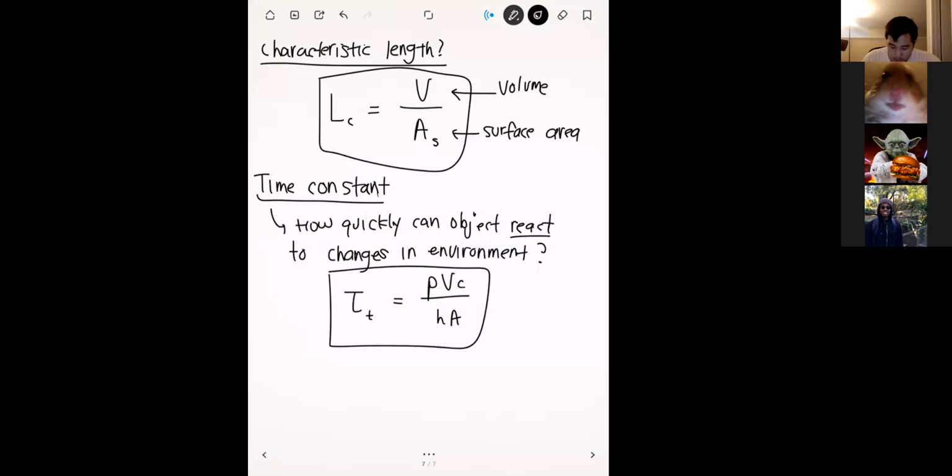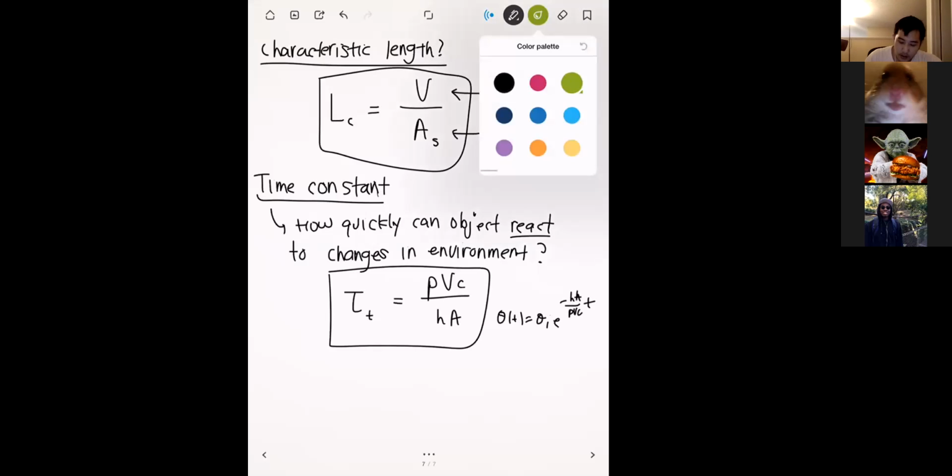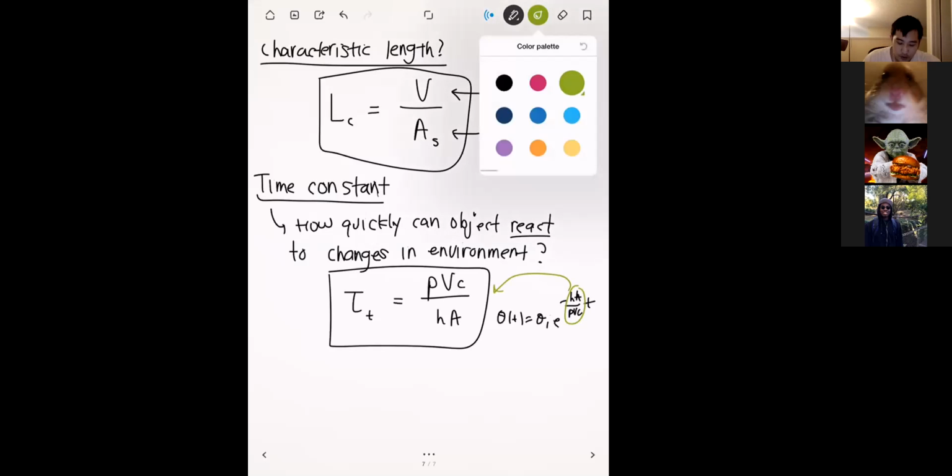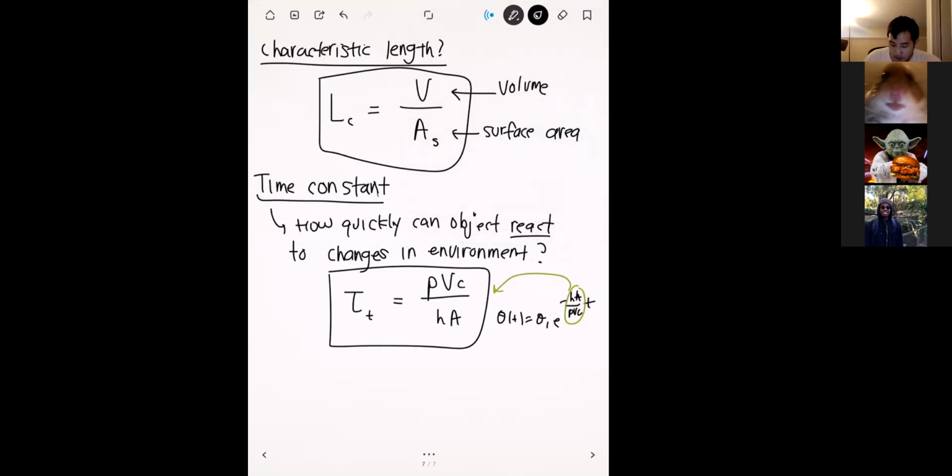And where I got this number was from our theta solution, right? If you remember, our solution for theta was theta_i e to the minus hA over rho V c times t. All I did was take this number right here and invert it. What's significant about this is that the units of rho V c over h A are units of time.